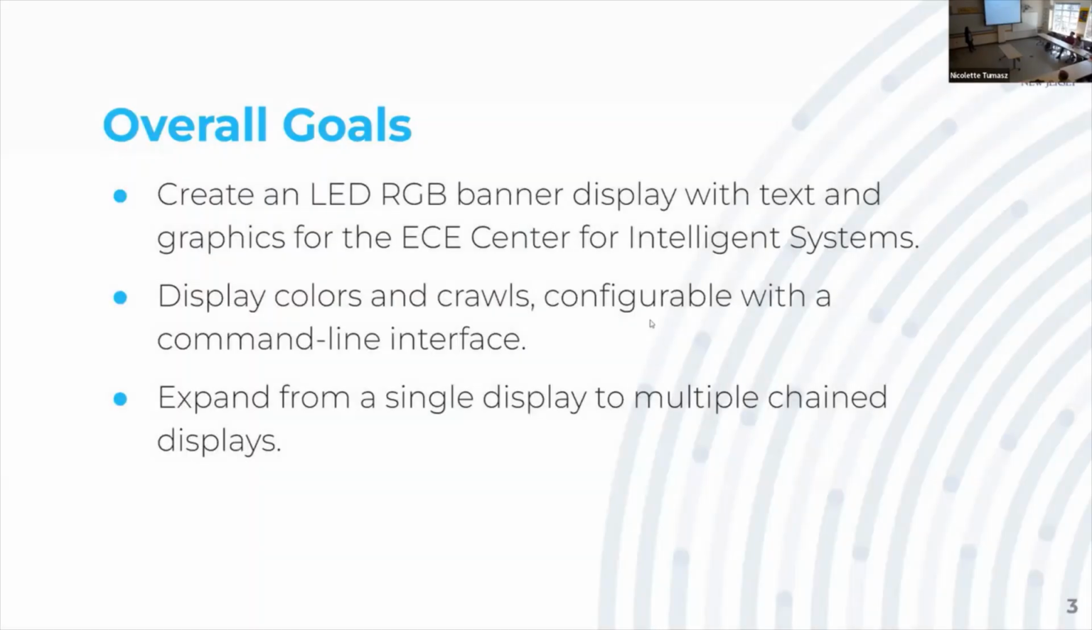So our goal was to create an LED RGB banner display with text and graphics for the ECE Center for Intelligent Systems. This way, professors can display important information about what their research students are doing inside the building to show off their achievements. For this display, we're going to have different colors, text crawls, and animations, and that will be done using a camera interface. And then we're also going to have it be able to expand from a single display to multiple. So we have 3 chain displays right now for our budget.